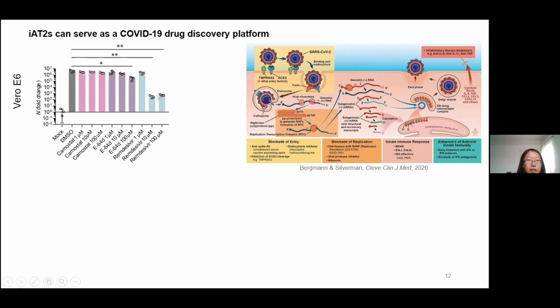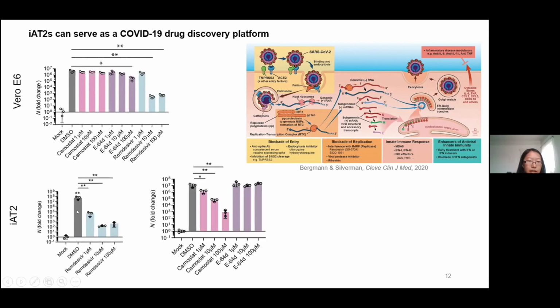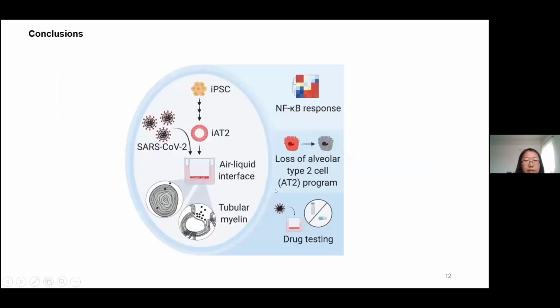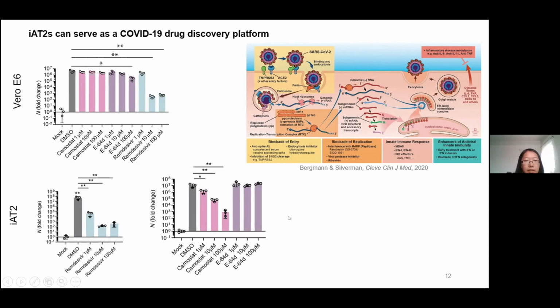So how does this look in our iAT2s? For remdesivir, again, you see this nice decrease in transcript. However, there is a difference when it comes to the other drugs. For camostat, the TMPRSS2 inhibitor, unlike the Vero E6 cells, we do see a significant dose-dependent decrease in transcript. And conversely, for E64D, the cathepsin inhibitor, there is not much effect at all. So from this, it appears that in the iAT2 system, the SARS-CoV-2 infection is dependent on TMPRSS2, but not dependent on the cathepsins.